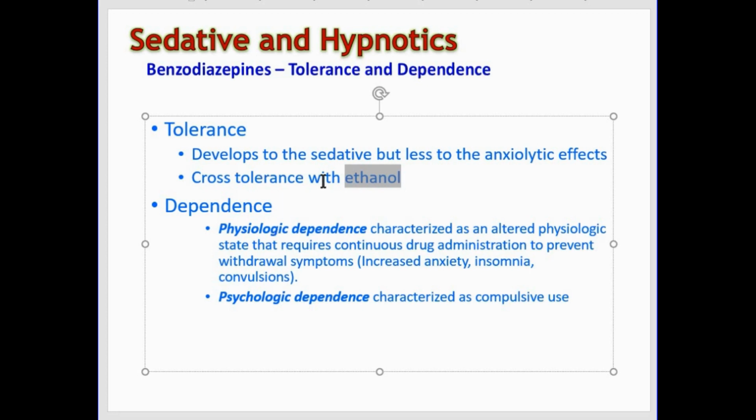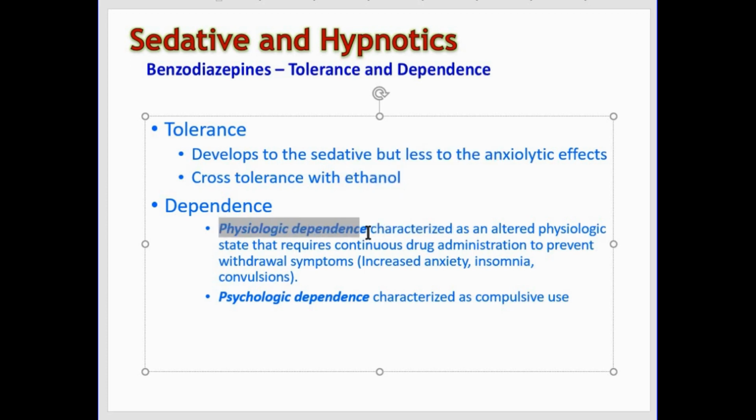So if the patient is taking a lot of alcohol and then takes benzodiazepines for a sleep disorder, the dose that is good for the general population might not be good for that patient, because he is cross-tolerant to that drug because of ethanol.